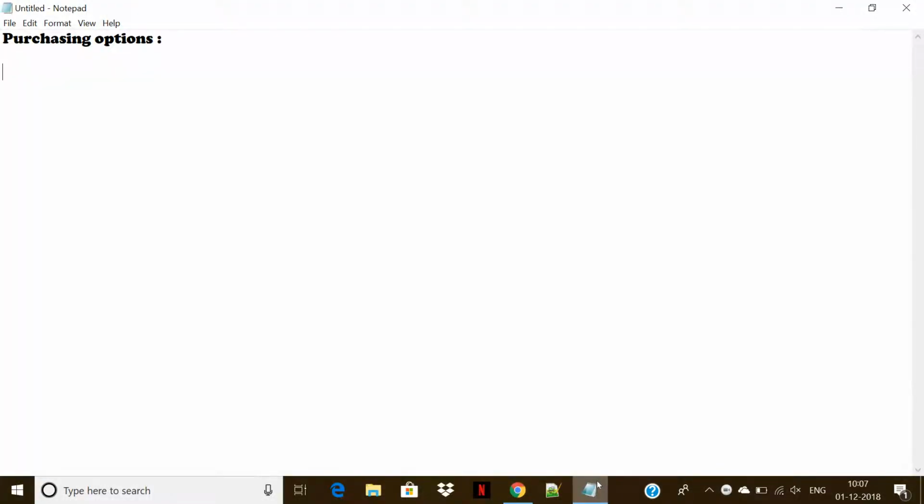So we'll look at the purchasing options provided by AWS. There are a total of 5 purchasing options. The first one is your on-demand service. What is on-demand service? On-demand service means the moment you wish, you create the services. The services can be anything, such as building an EC2 instance or an RDS. So I want the service now, I'm creating it right now.